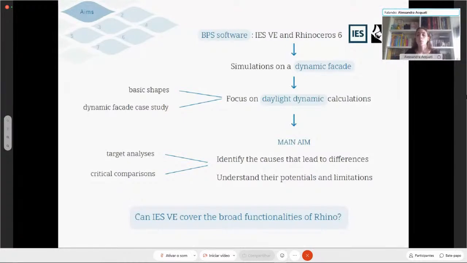The aim of the work is to identify the causes that lead to differences and understand their potentials and limitations. This was done through targeted analysis and critical comparisons. In particular, the question we want to answer is, can IES VE cover the broad functionalities of Rhino?